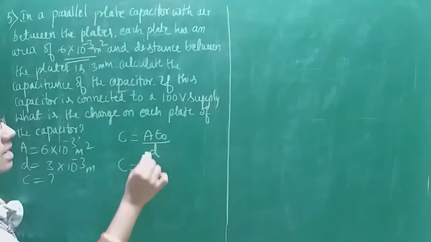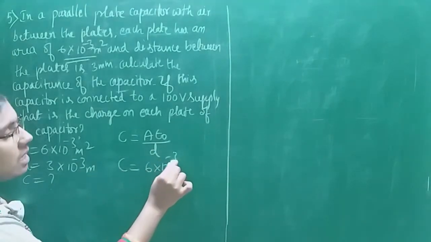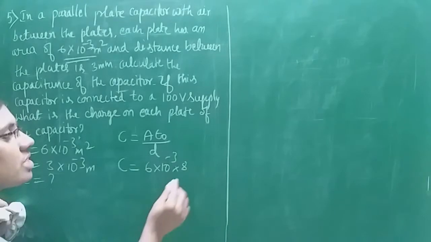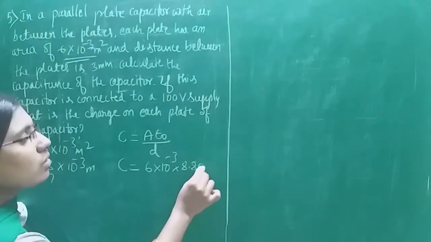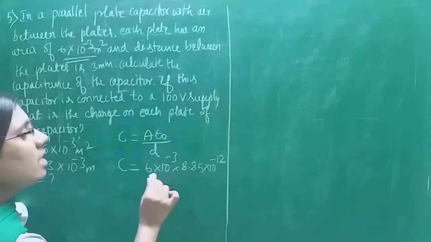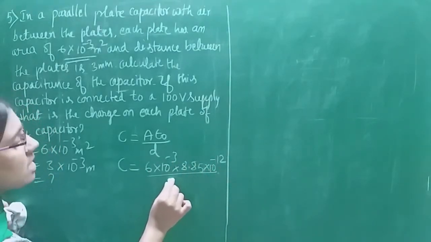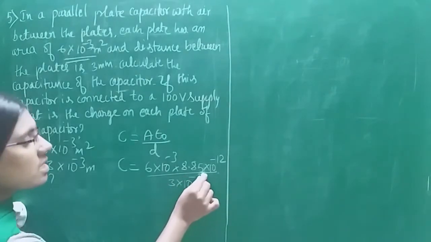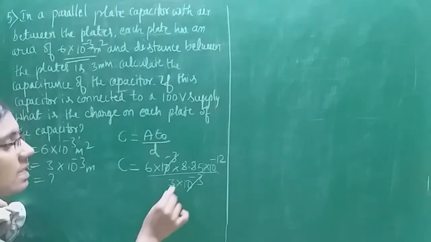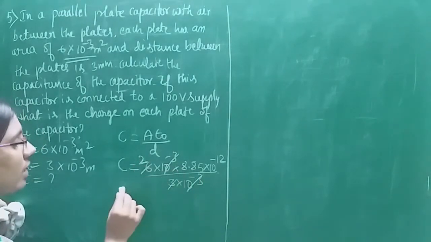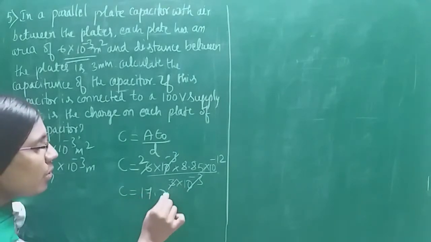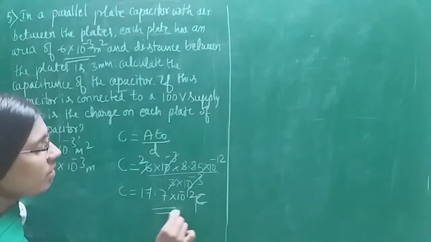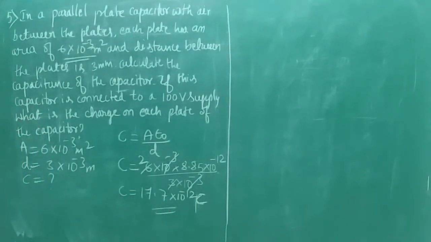Therefore, C can be written as A, means 6 into 10 power minus 3, into epsilon naught, the absolute permittivity of free space, which is known to us, 8.85 into 10 to the power of minus 12 farad per meter, divided by D, the distance between the plates, 3 into 10 to the power of minus 3. This 10 power minus 3 gets cancelled, 3 ones are 3, 3 twos are 2 into 8.85 gives you 17.7 into 10 power minus 12 farad. This is the capacitance of the capacitor.